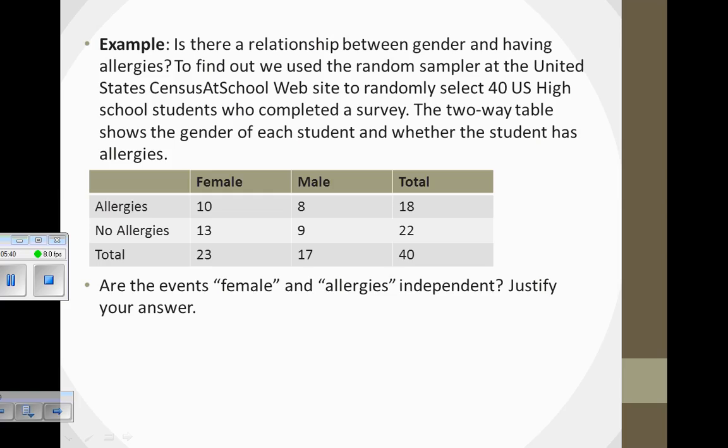All right. Is there a relationship between gender and having allergies? To find out, we used the random sampler at the United States Census at School website to randomly select 40 U.S. high school students who completed a survey. The two-way table shows the gender of each student and whether the student has allergies. So are the events female and allergies independent? Well, again, you could do the probability of female given allergies or the probability of allergies given female. Pick and see what you want to do. See what you get. You can pause me.